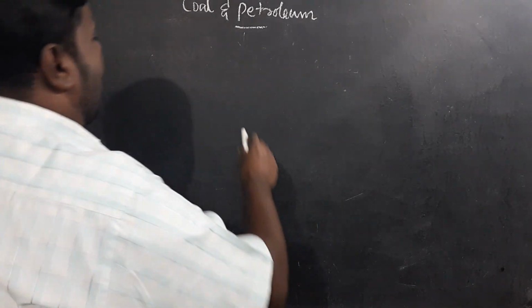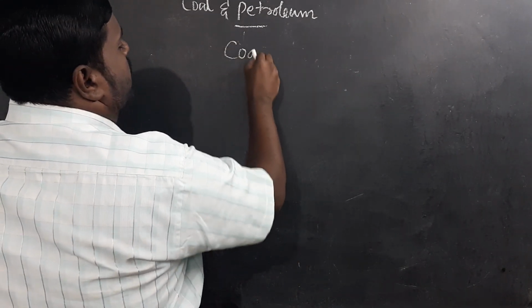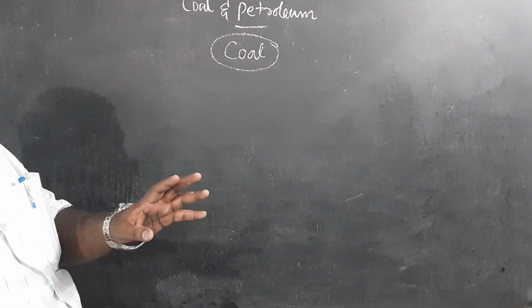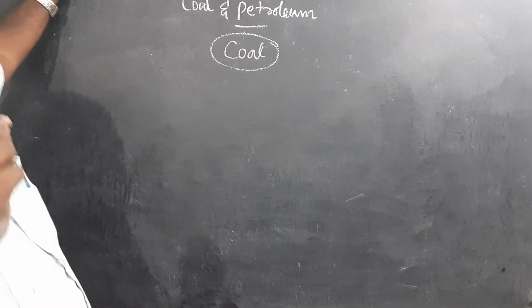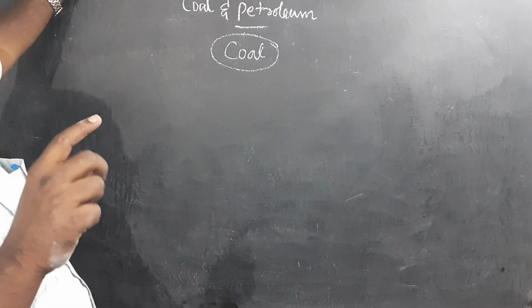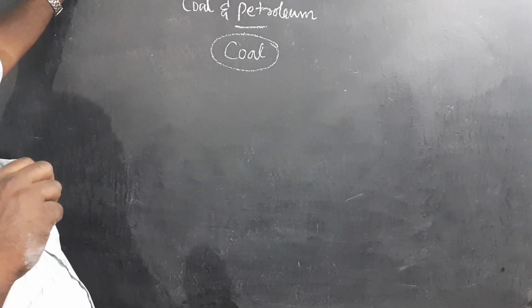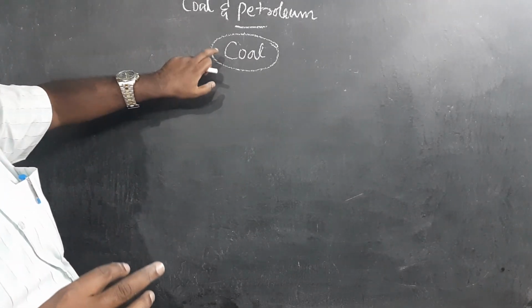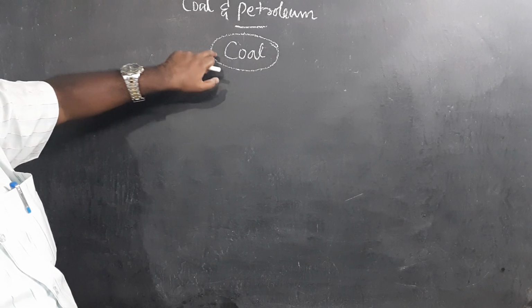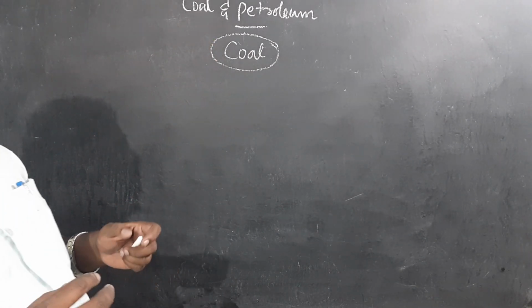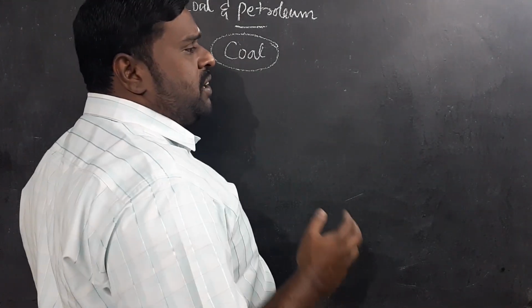Now, as I said about coal, see how this coal has been formed. Charcoal is entirely different. When you burn wood, wood is converted into charcoal. That burning is in the presence of oxygen. But this is in the absence of oxygen. Here, how has this coal been formed?